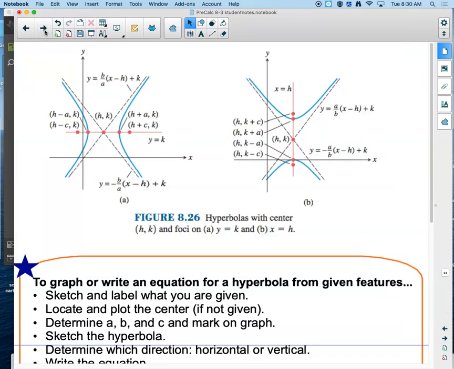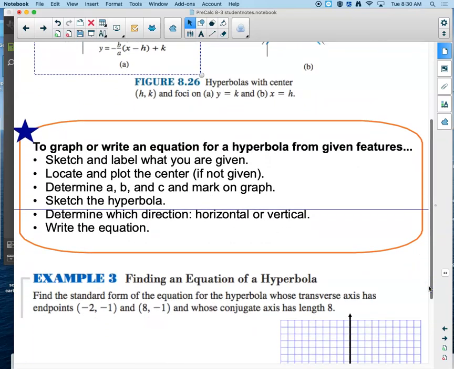There it is. And again, it looks bad with all of the variables that they have in here. But here's our center. We're going out a units to get our vertices. And then we're going out c units to get our foci. Again, they don't talk about the covertices, but they're absolutely there. They're part of our box that we make for our two asymptotes that we're going to use.